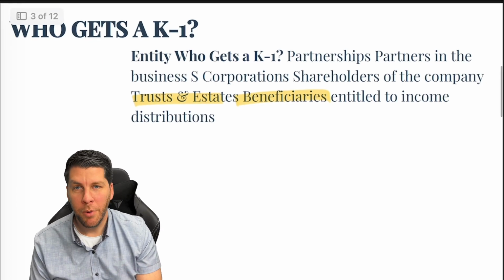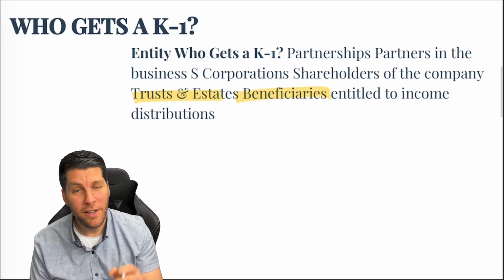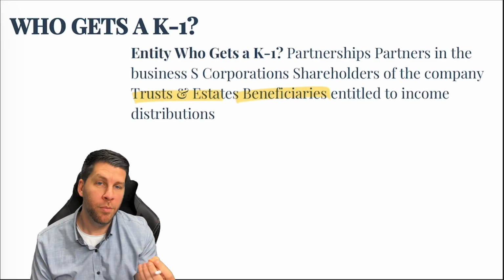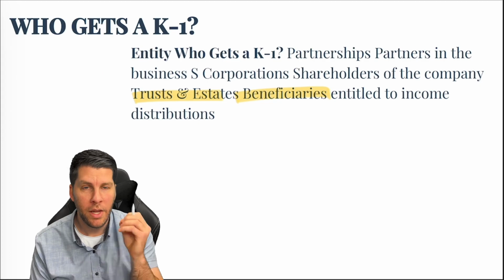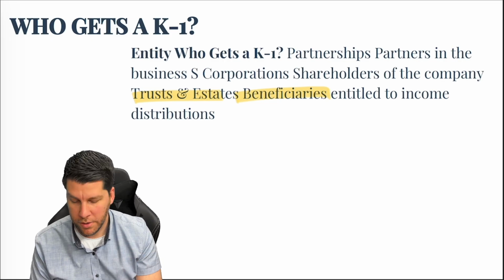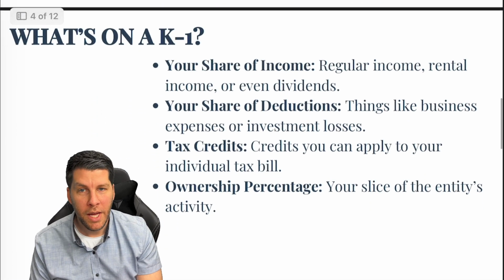So if you have multiple partners, if you did a real estate deal and you and someone else partnered on a deal, and one of you did all the work and one of you brought all the money and you are partners in the deal, then both of you will be getting a K-1 when that business has a profit and or a loss. So what's on the K-1?